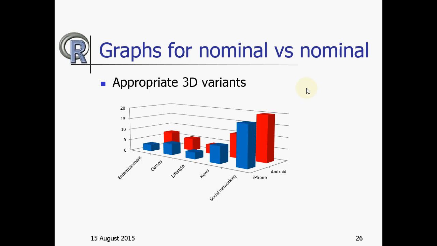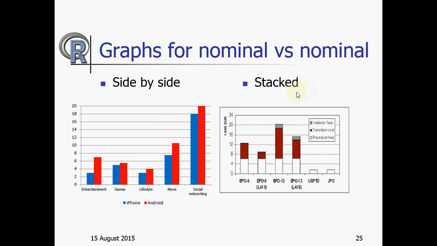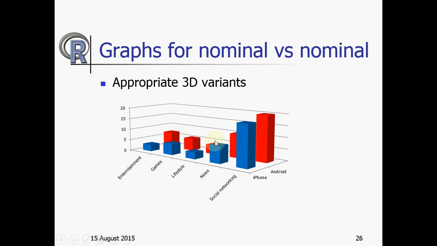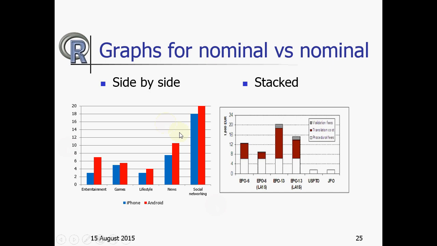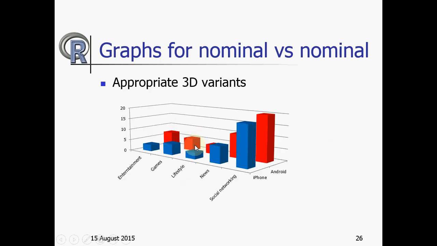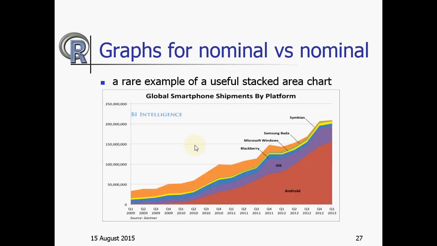This is one of the few cases in which three-dimensional may, I say may, be good. For example, the same as here, but in a three-dimensional version. Well, still some columns are covered, so honestly, this one is still better, but this one may be good. And this one, on the other hand, is a rare example, probably the only one I have ever seen, of a useful stacked area chart.